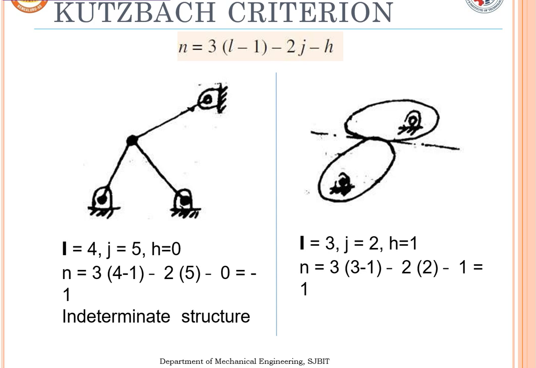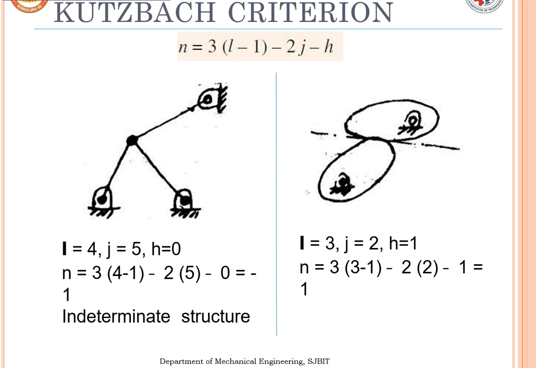Further, if you take another structure with three points constrained with a joint, the number of elements here is counted as 4. Where it is constrained there is 1, and the other joints are 2, 3, 4. So the number of links is 4, the number of joints is 5, and the number of higher pairs is 0. So here it's an indeterminate structure.